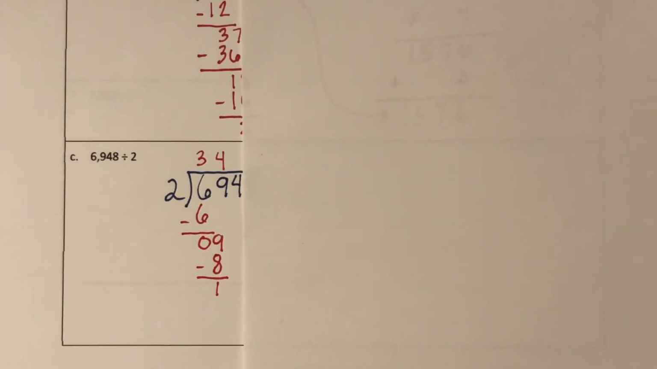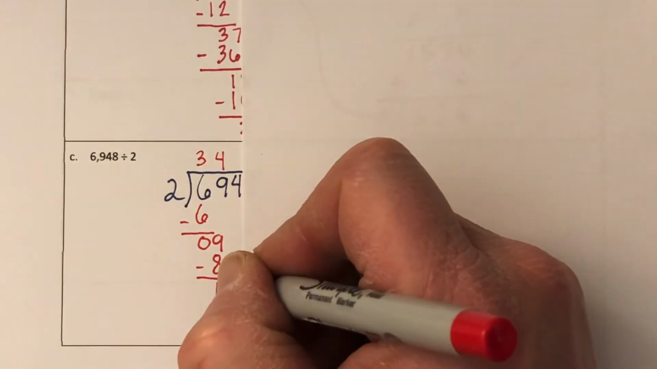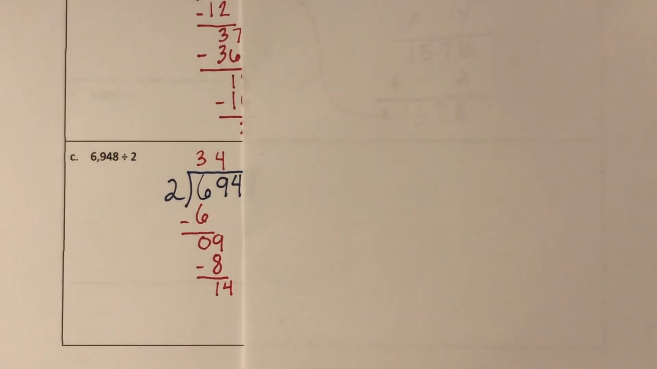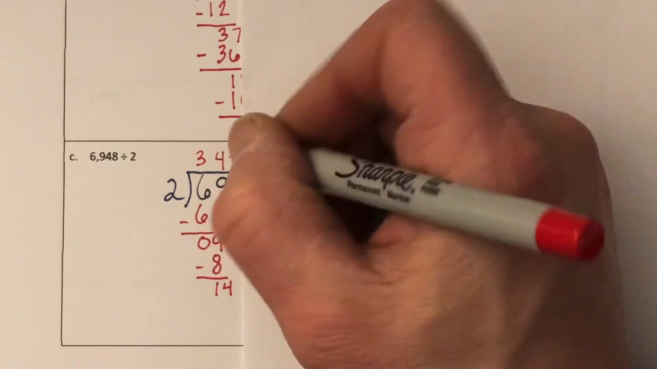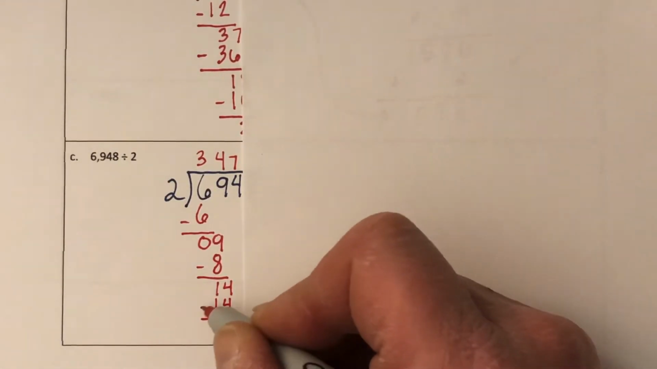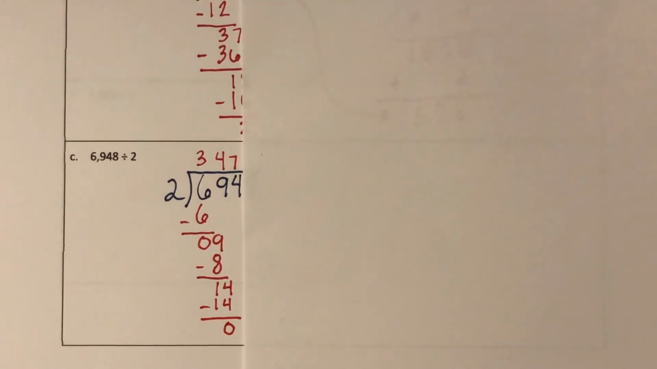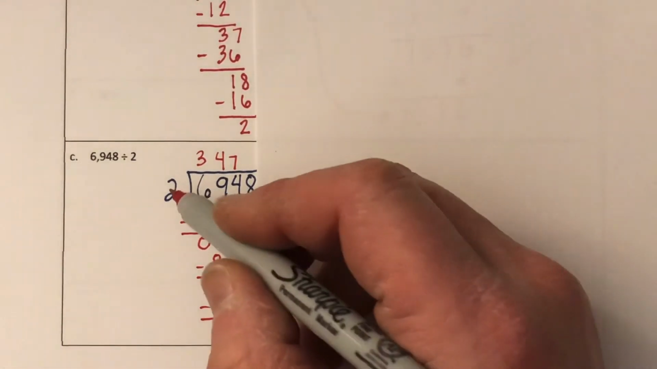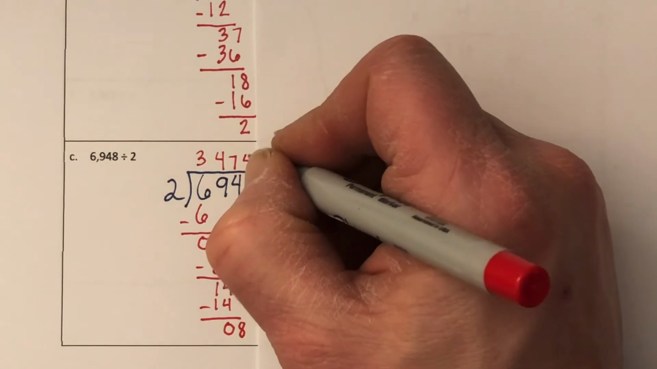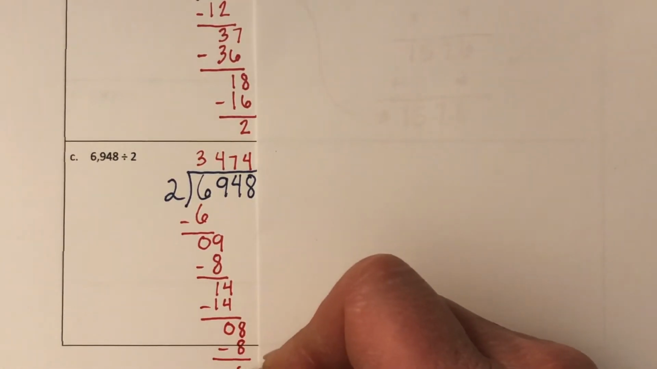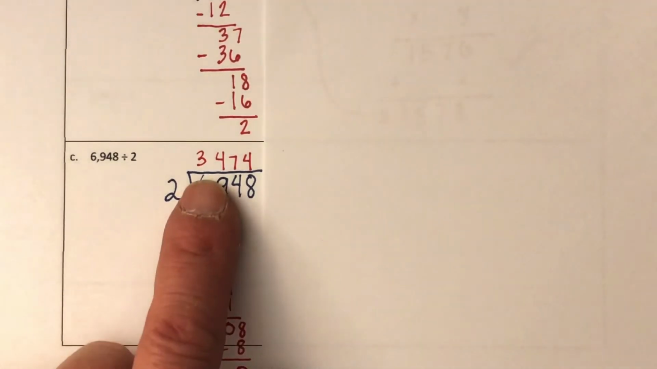Now I move on to my tens place. Drop down my 4. Good. 2 fits into 14. How many times can I fit it in? Exactly 7, because 7 times 2 is 14. I subtract, I show 0. Great. Then 8. My ones place, drop my 8 down. How many times does 2 fit into 8? That's 4 times. 4 times 2 is 8. I subtract, show 0.